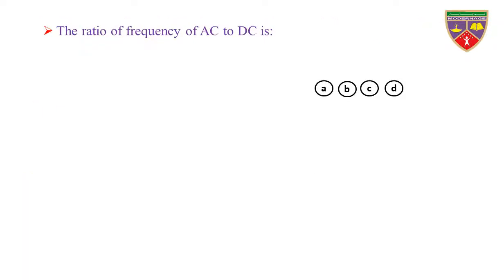The ratio of frequency of AC to DC is: option A 0, option B 50, option C 60, option D infinity. The key is infinity. Therefore, the correct option is D.